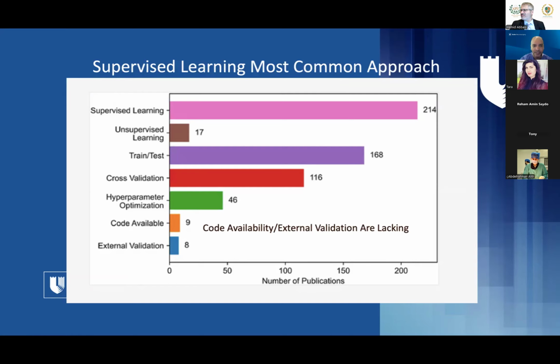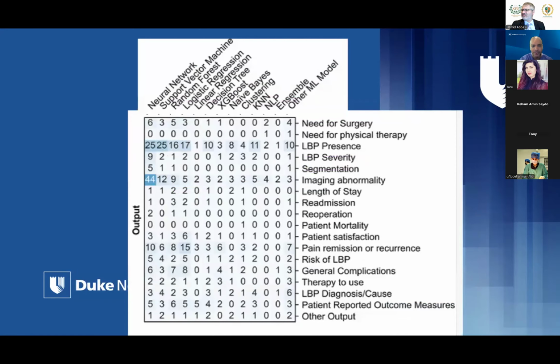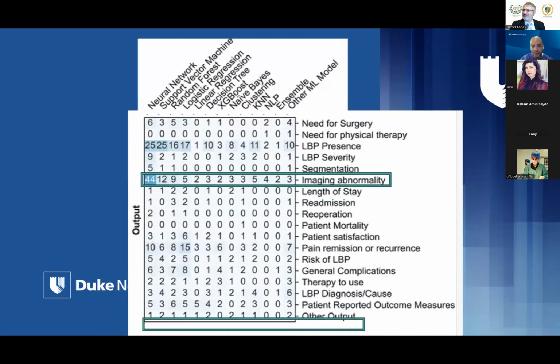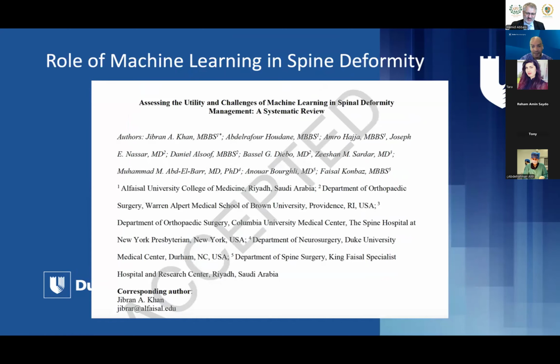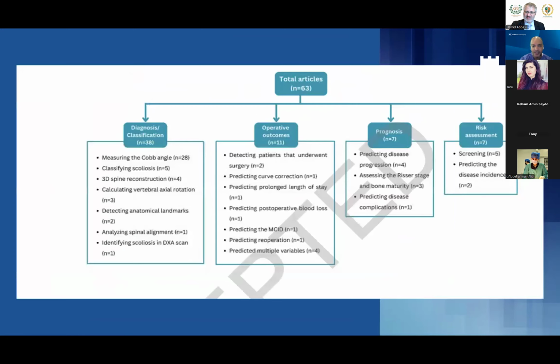minorly talked about. And if we looked at what people were studying, a lot of them, again, were looking at image abnormalities. Could we use machine learning to figure out if there's an imaging abnormality, whether there's low back pain presence? On a bad note, we know a lot of patients with back pain will get better just with physical therapy, and only one article looked at whether a patient will need physical therapy. We also looked at this with other collaborators looking at spine deformity. And again, most of it was on diagnosis and classification.